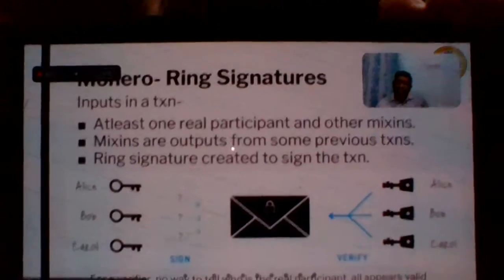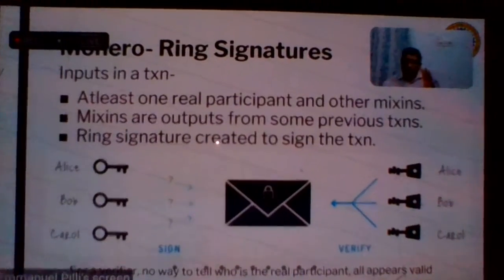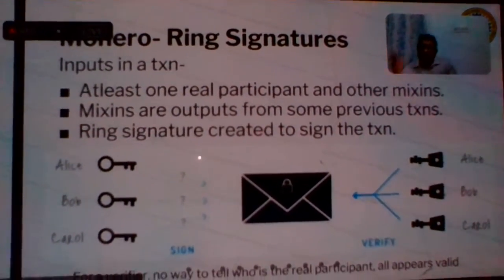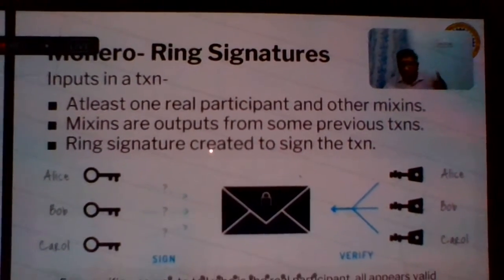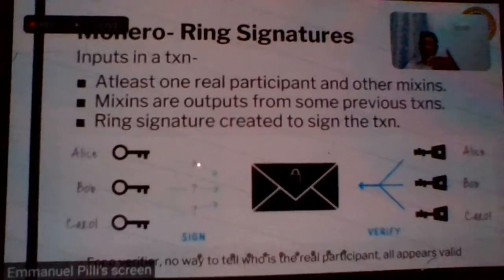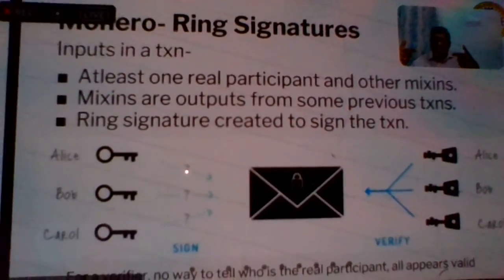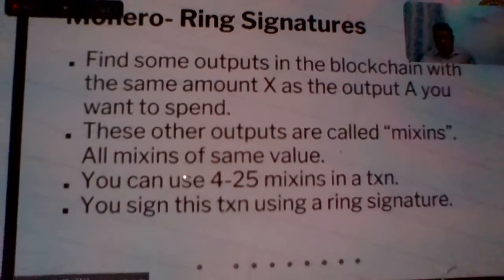So a ring signature is used to create the transaction. There are multiple addresses coming in, they are going to multiple places, and different people will verify their address. So Alice, Bob and Carol are signing, and for a verifier, there is no way to tell who the real participant is. Three people are locking, three people are unlocking, but only one person is actually here and one person is actually here, and they will take the actual value.